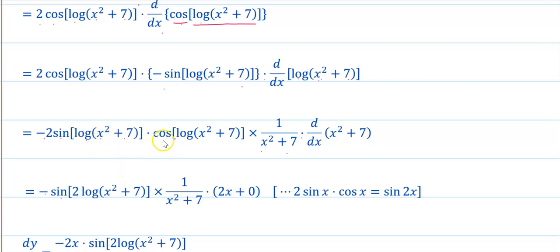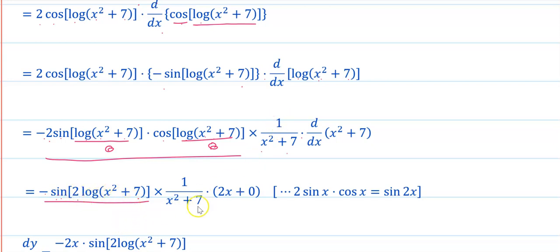And what about here? Cos of log of x square plus 7 means what? 2 times sine theta into cos theta. Suppose that here this is the theta and again this is the theta. What about the 2 sine theta into cos theta? 2 sine theta into cos theta means sine of 2 times theta, means sine of 2 times log of x square plus 7. Okay, this whole term is converted in this way, that is sine of 2 log of x square plus 7.